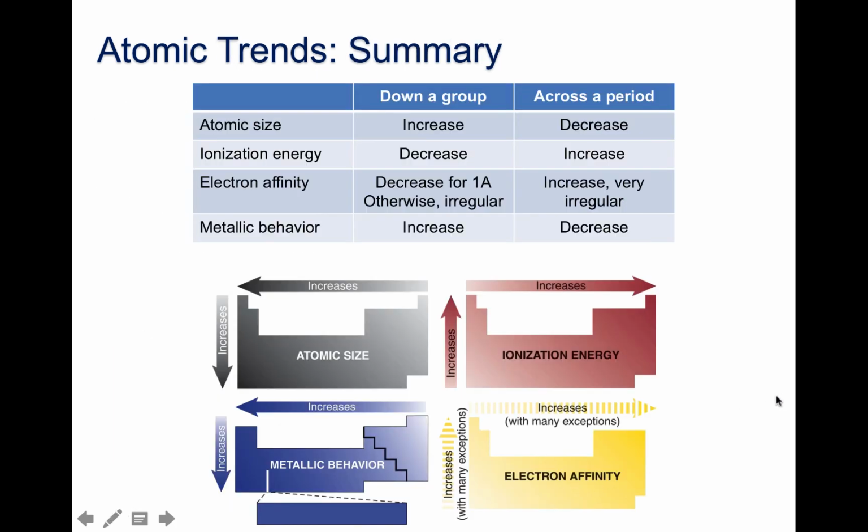A summary of the four properties we talked about and their trends are in these graphs here. Atomic size and metallic behavior have similar trends. Ionization energy and electron affinity have similar trends. Just remember that the noble gases are omitted from the trends for electron affinity because they don't fit the increasing as it goes across. Note that there are many exceptions to the electron affinity, and I tried to summarize those for you. But make sure you're generally familiar with these trends, and you could predict or maybe arrange elements in a certain order based on any one of these properties.